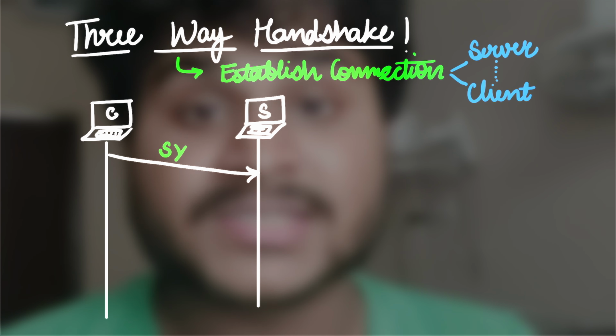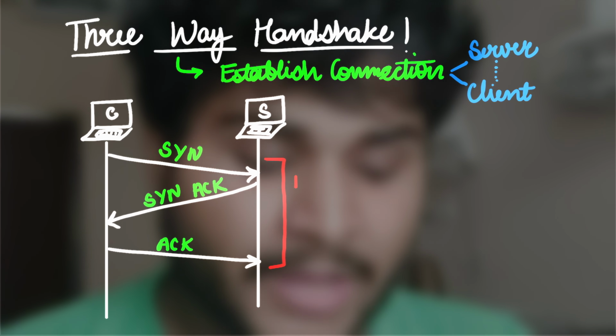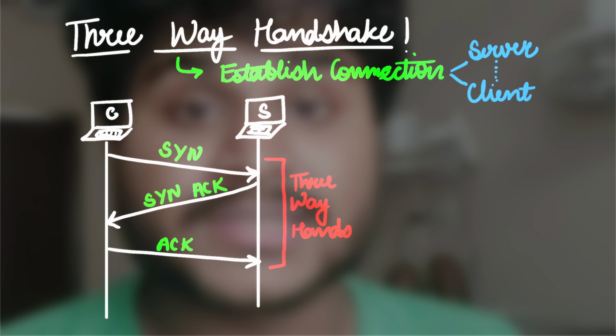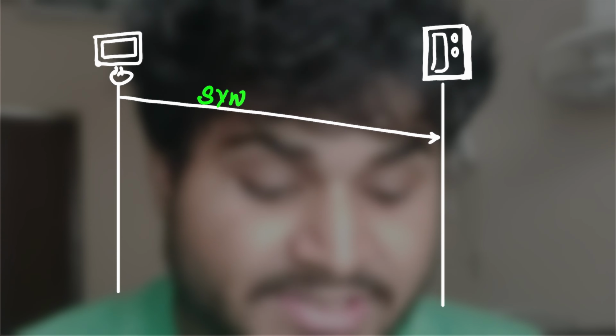It uses a SYN-ACK sequence to make that happen. Now, let us discuss this in detail. So, now you're able to see an example for three-way handshake on your screen. You're able to see that a client is trying to communicate with a server.